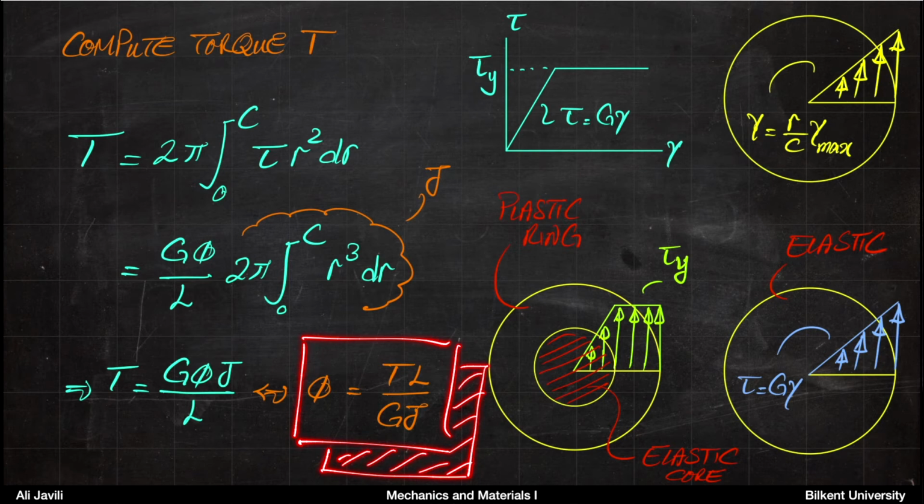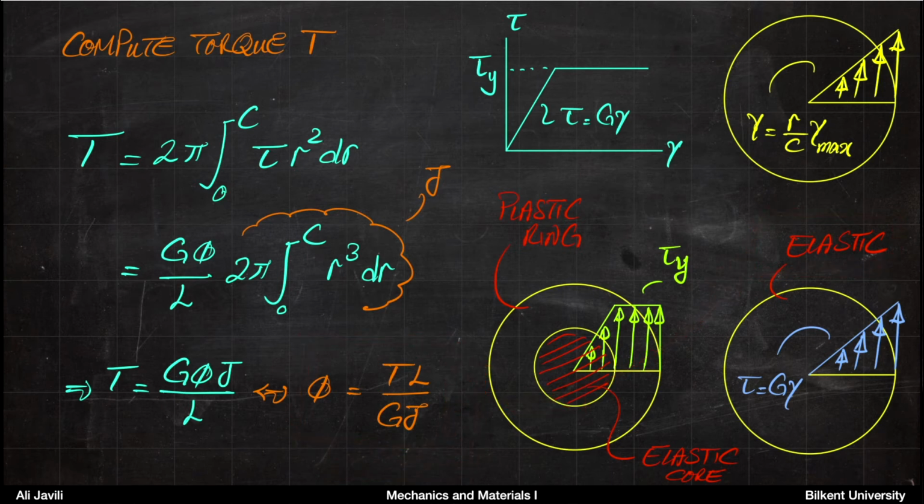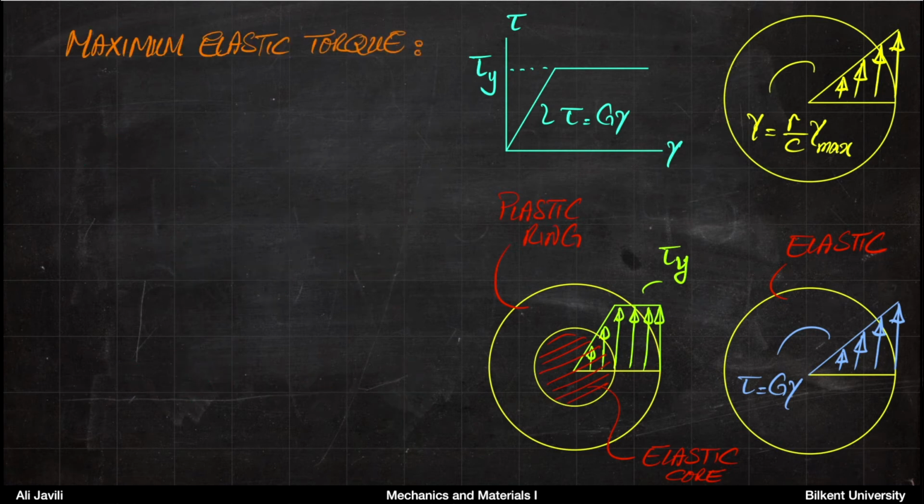So this is not a big surprise. We just calculated the torque for the elastic case, and we ended up exactly with what we had before, because in the previous lecture we assumed that the shaft remains elastic. So we just recovered what we had before. Now the question is, if you increase the torque, how long does it remain elastic?